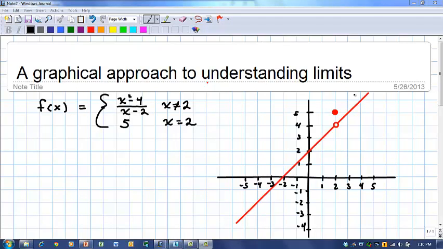In this video, I would like to introduce you to a graphical approach to understanding limits. In the last video, we talked about the numerical approach to understanding limits, and now I would like to show you what this looks like in a picture. So over here, you see a picture of a graph of a function.